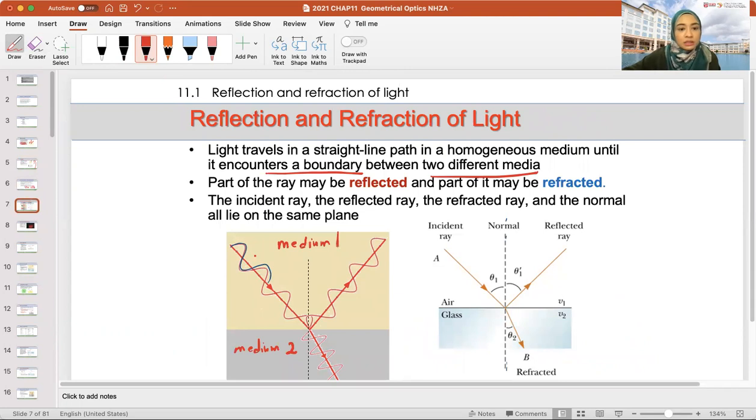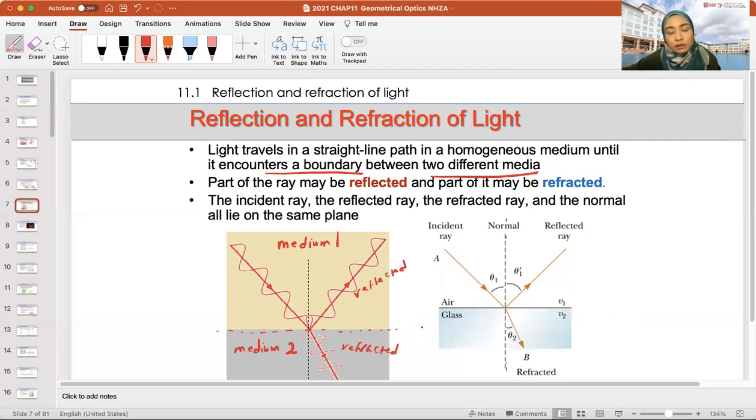So this is our incident light. It's traveling this way. If you look here, it is drawn as a sine wave as well, because it is a wave. So it travels like this, and this is the boundary, and it will be reflected or refracted or both. In this case, it is both. So it is reflected this way, and also it is refracted.